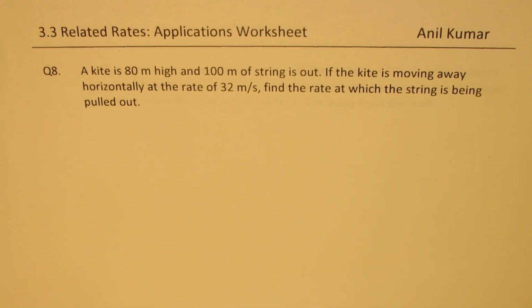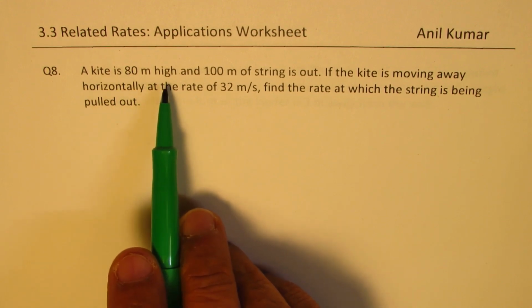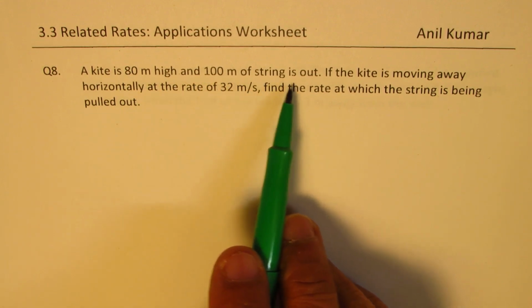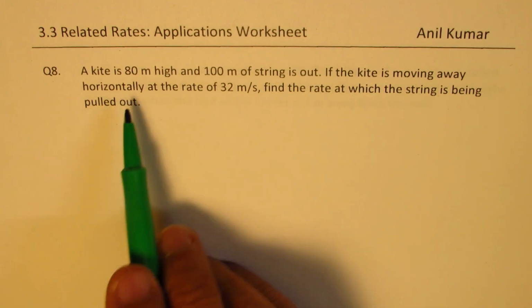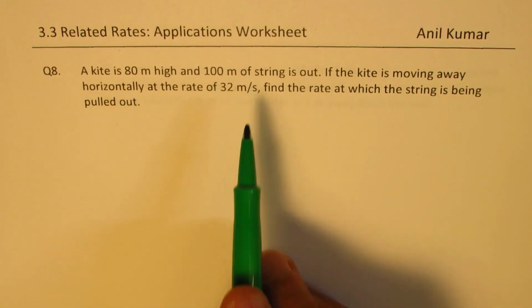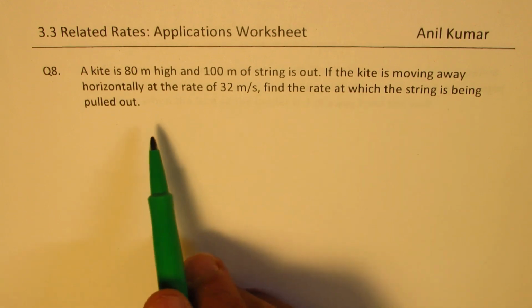Now here is question number 8, which is: a kite is 80 meters high and 100 meters of string is out. If the kite is moving away horizontally at the rate of 32 meters per second, find the rate at which the string is being pulled out.